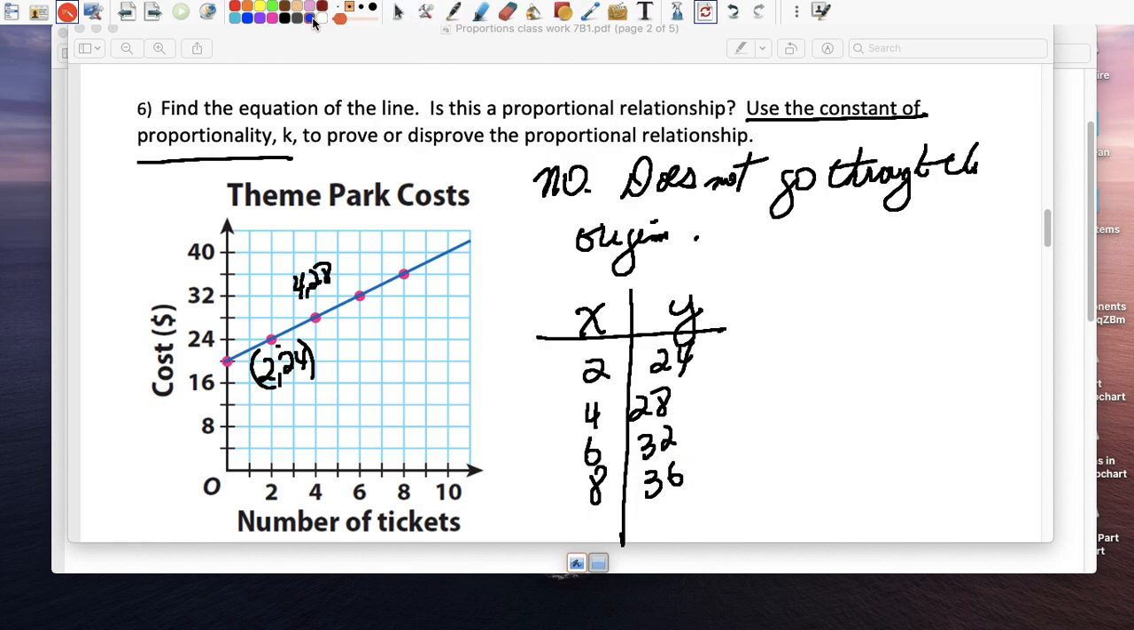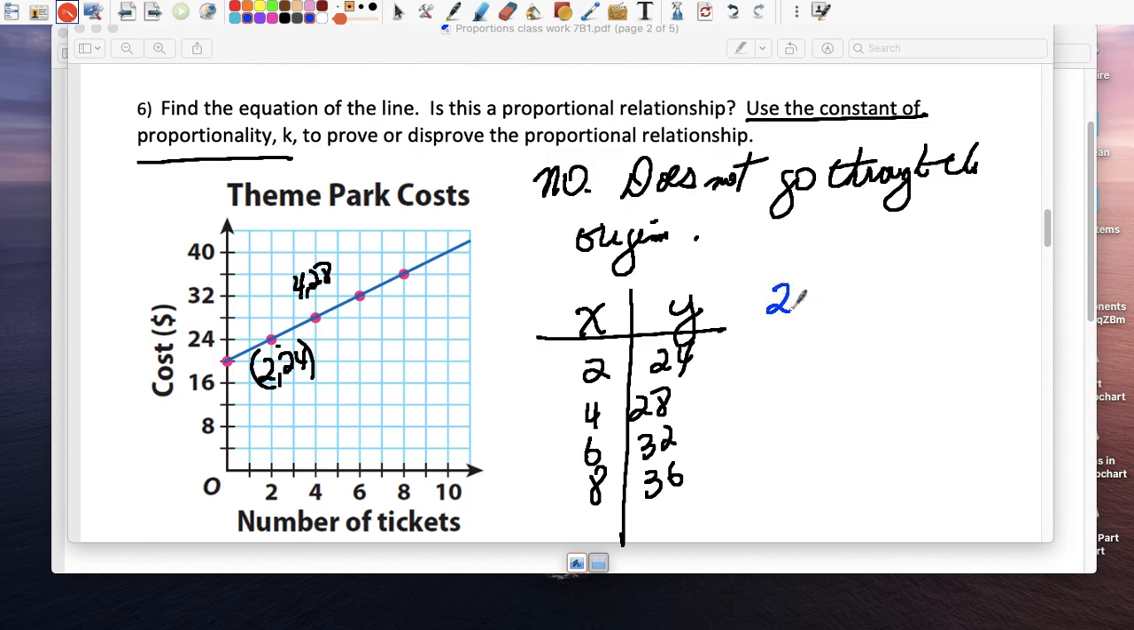Now, if this was a proportional relationship, whatever I multiply x by, I should use the same value for each of these to get y. So 2 to 24 would be times 12. And if this was proportional, it also would be 4 times 12, 6 times 12, and 8 times 12. But you can tell that it's not. It's 4 times 7 to get to 28. 32 divided by 6 is some ugly number, 5 and 1/3. So you can tell that it's different. So again, that's not what they really asked, but they actually asked you to find k. So let's find k.